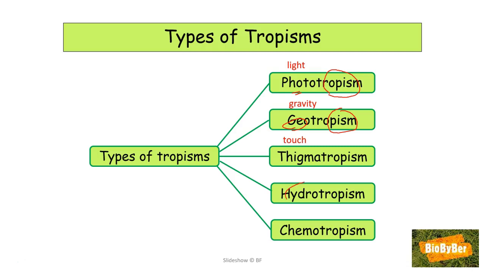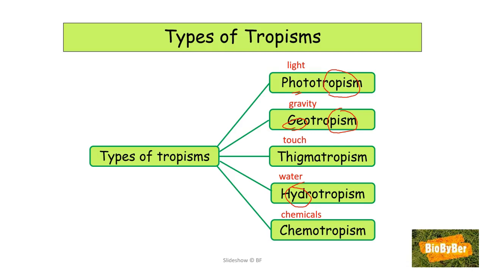Hydrotropism, have a look at it. There's the word hydro. What do you think that is a growth response to? Well, hydrotropism is the growth response of a plant to water. You guessed it. Remember hydroelectric plants in geography. Chemotropism is a growth response of a plant in response to, you guessed it, chemicals.